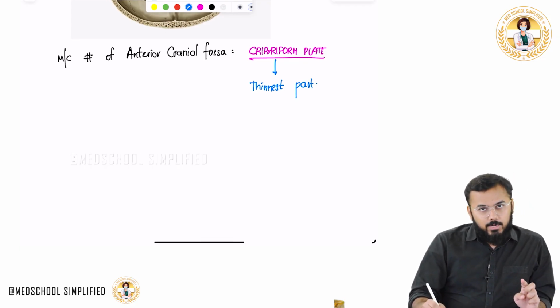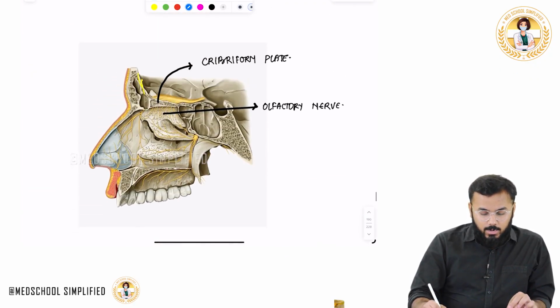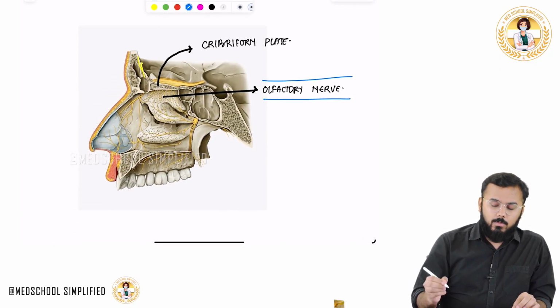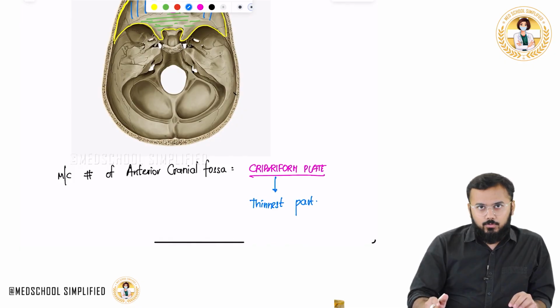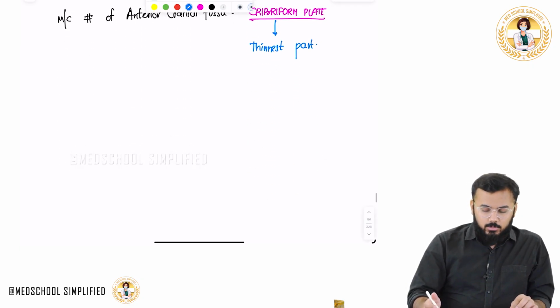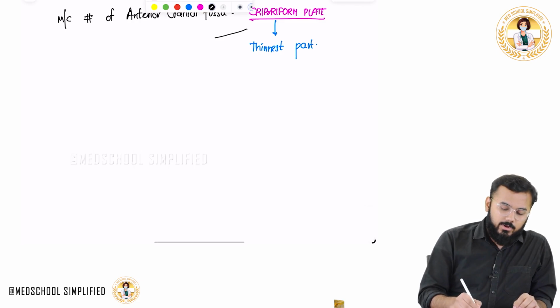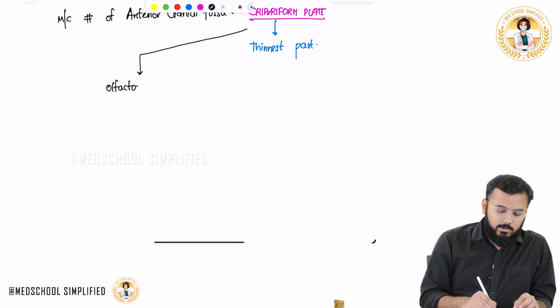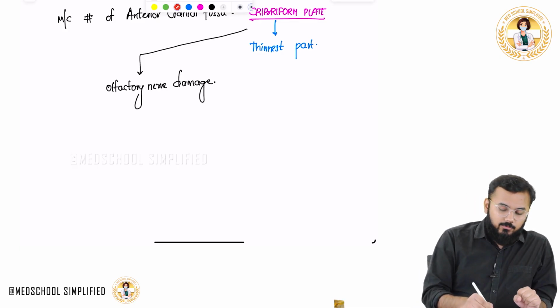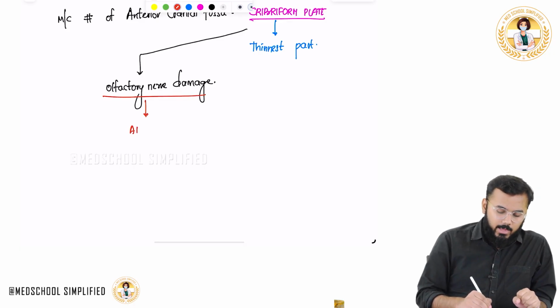For example, if this cribriform plate is damaged, what will happen? What did I tell you? Coming out of this cribriform plate, what do you have? You have got bundles and bundles of olfactory nerves, right? So these olfactory nerves will be cut off, right? If olfactory nerves are cut, do you think the patient can smell anything? He cannot smell any substance, right? So that is called anosmia. So if this is fractured, what can happen to the patient? The first thing is that olfactory nerve damage can happen. If the olfactory nerve is damaged, then the patient will end up having anosmia.